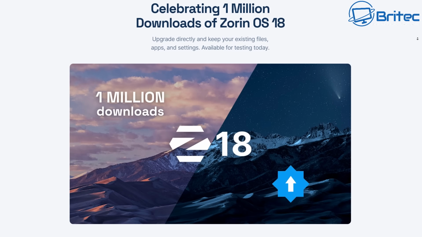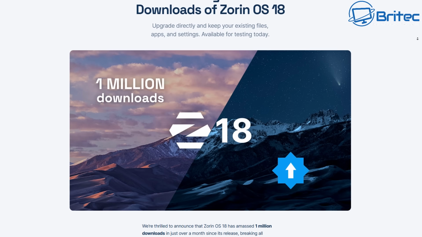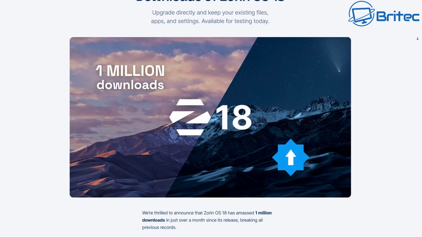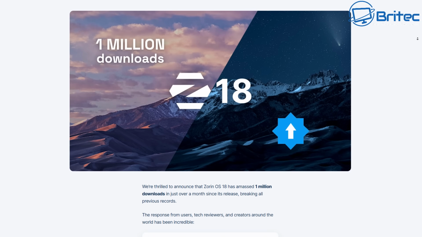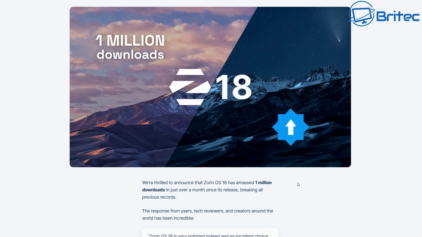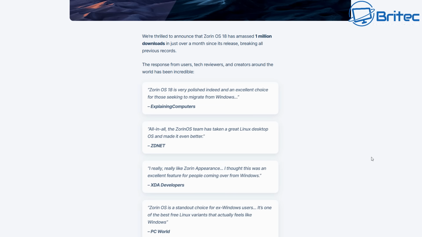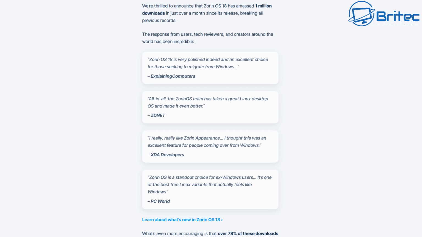And that's quite staggering. How true it is, I don't know, but they said they're thrilled to announce that Zorin OS 18 has amassed 1 million downloads in just over a month since its release. And that's because there's been a lot of people reviewing that operating system. But that being said, they're also claiming that a lot of these have come from Windows. It says what's even more encouraging is that over 78% of these downloads have come from Windows. Now, how true all of this stuff is, I really don't know.